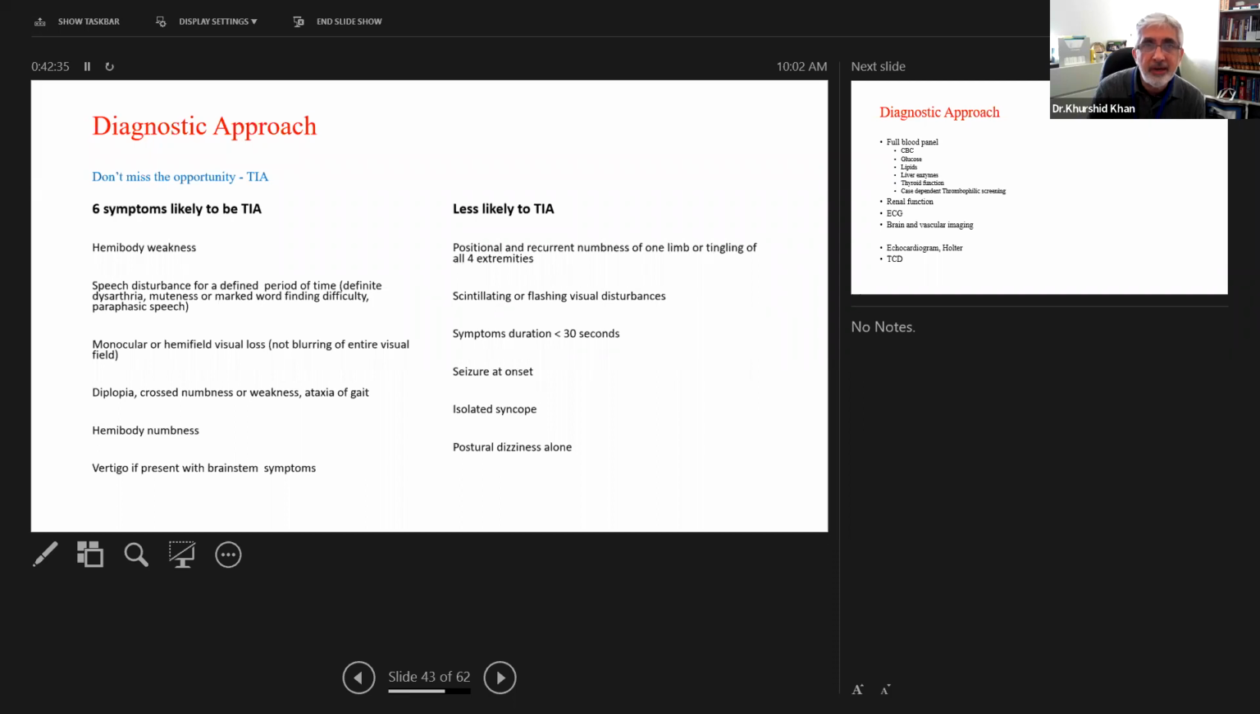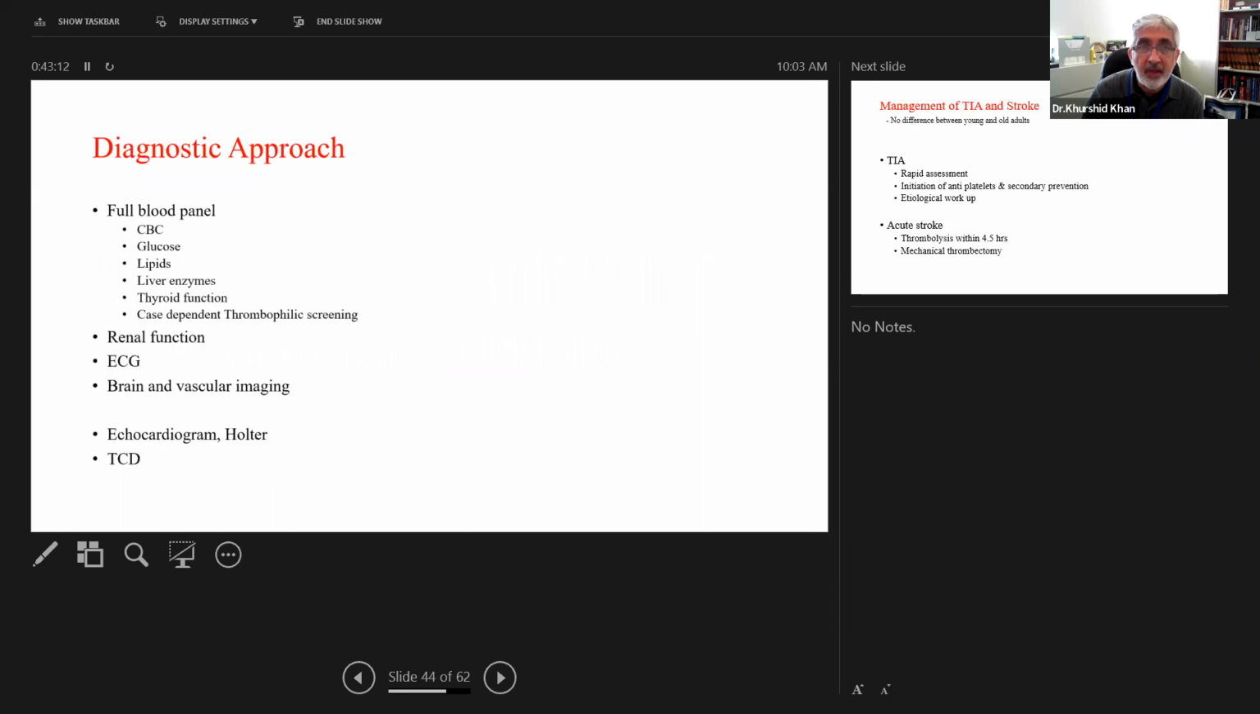If someone is presenting with TIA, 6 symptoms are likely to suggest TIA: hemibody weakness or sensory deficit, monocular or hemivisual field abnormality, diplopia, or other associated ataxia, brainstem findings. And the symptoms which are less likely to suggest TIA would be scintillating, flashing visual symptoms which may suggest migraine, symptoms which are of shorter duration, seizure at the onset, or if it is isolated syncope or pre-syncopal symptoms, postural dizziness, these are less likely to be TIA symptoms. Full blood panel count should be included, renal function, ECG, brain and vascular imaging, echocardiogram, Holter, and transcranial Doppler where indicated.